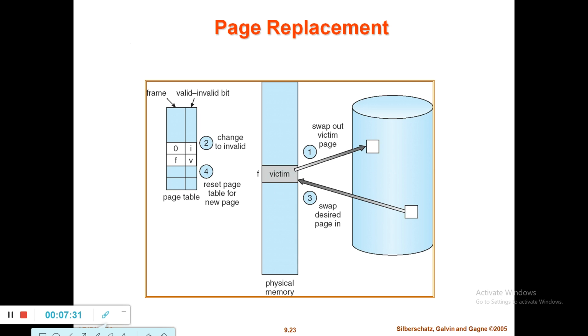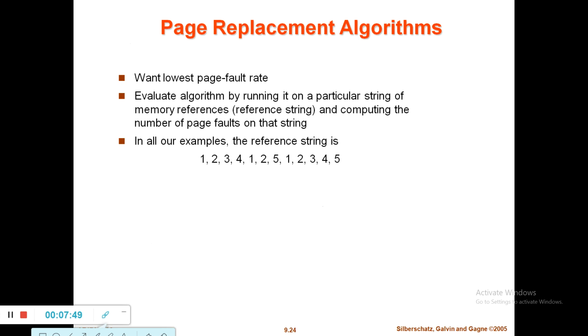After swapping in, what are you going to do? Change the bits. When you swap out, change the bit to I, and when you swap in, change the bit to P. Like this we carry out the steps for the page replacement algorithm. Once you understand what page replacement is and what its steps are, you will study the page replacement algorithms.